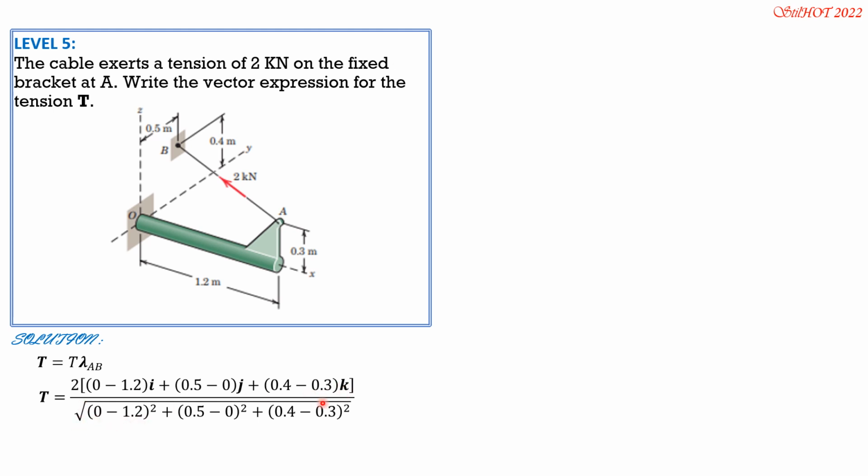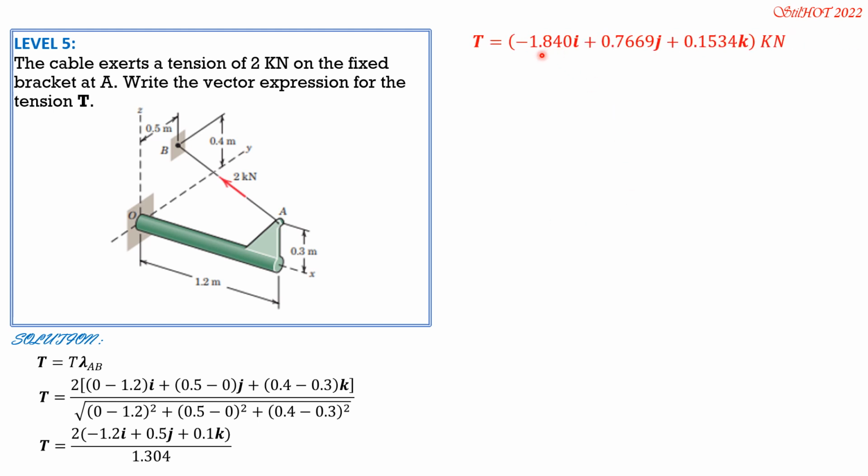Then the distance is the square root of delta x squared, delta y squared, and delta z squared. So the tension is 2 times negative 1.2i plus 0.5j plus 0.1k over this distance, which is 1.304. So there are two ways to express T in x, y, and z components of the tension. So that's the first answer.